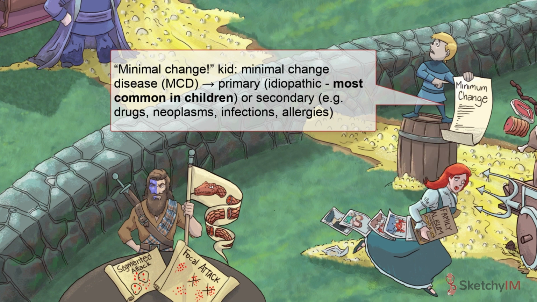Minimal change disease is the most common cause of nephrotic syndrome in children. Hence this protester kid here telling King Edward to suck it. Minimal change! Minimal change! Minimal... Okay, I'm not gonna lie, I think we need a more effective slogan for the Scottish independence movement.